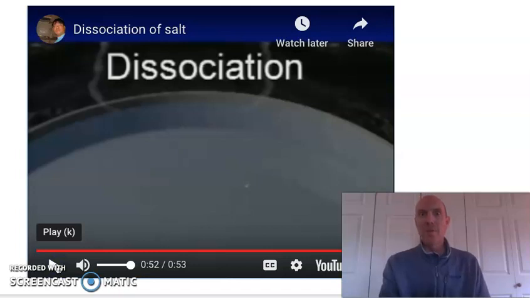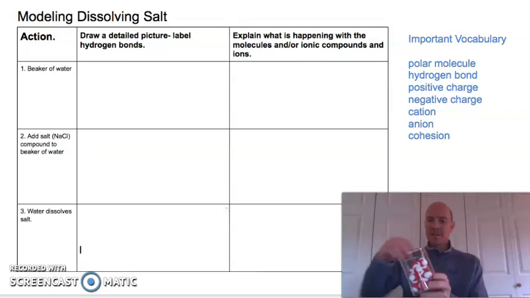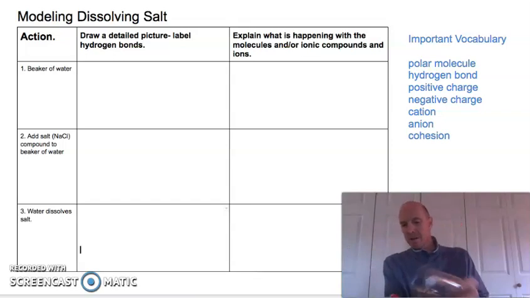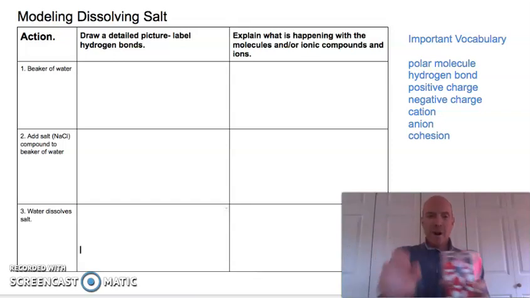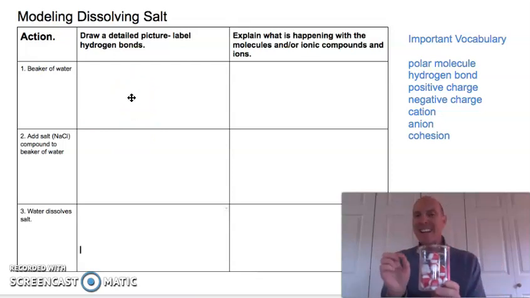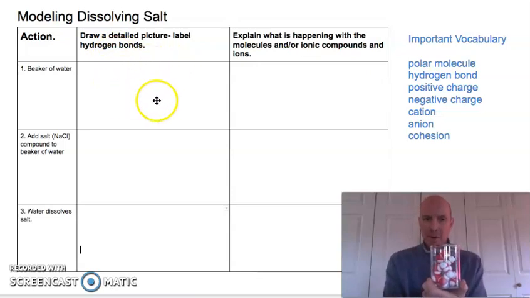Pretty cool. I hope that helped you visualize it. And if it didn't, here we go. We're going to model it. I just so happen to have a beaker full of water molecules. We played with these in class a little bit. All right, I hope I don't spill. So for part one of this, in this box, do your best to draw a diagram of the water molecules and label the hydrogen bonds. You don't have to draw this many, but draw that in.